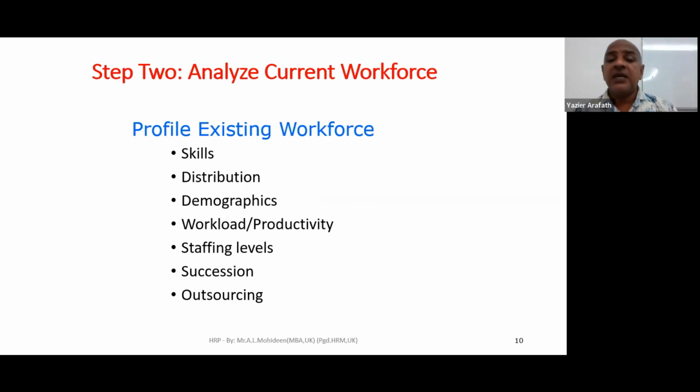So succession planning. This is the level of the staff we have. This is the productivity level of the employees that we have. This is the demography; age-wise, we have these people. This is the distribution of the employees in our organization. These are the skills, the skill set expected or the skill set we have in our employees. So everything should be profiled based on the workforce that exists. Do you understand this? These things should be analyzed when we plan.